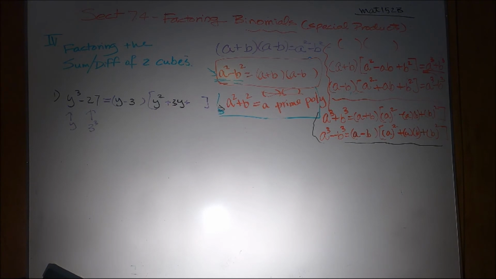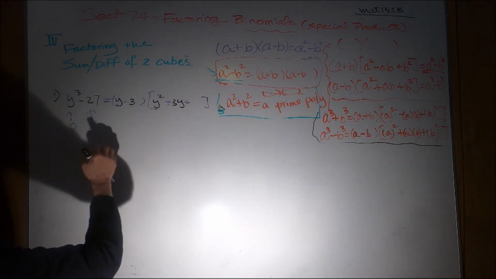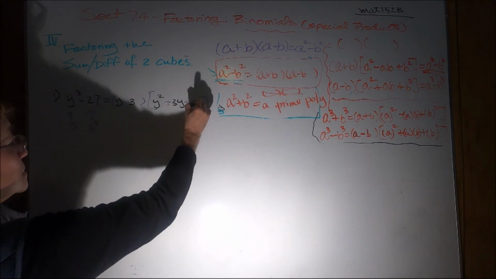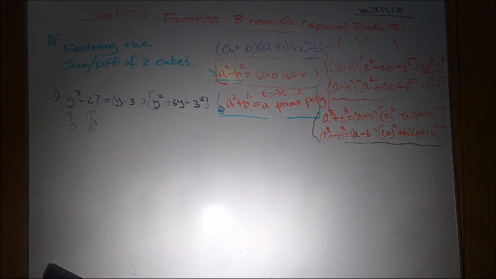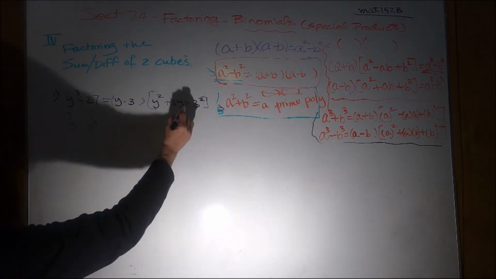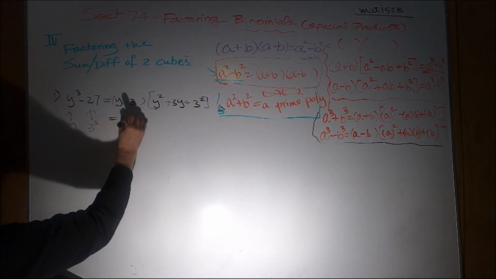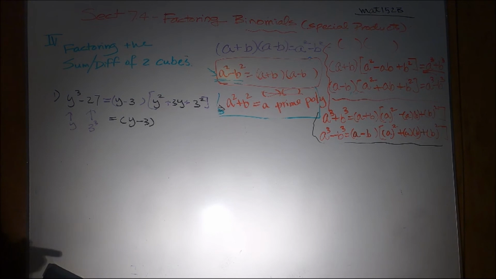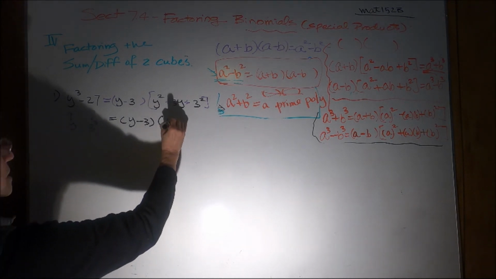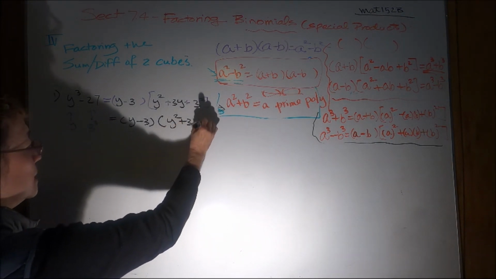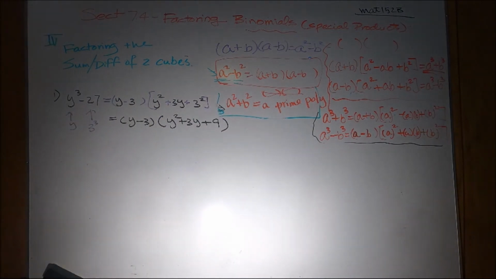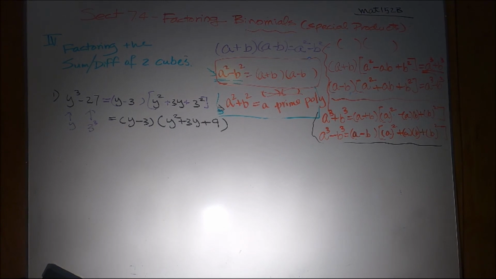And the third one is this square, 3 squared. But don't leave the answer there because you need to spell out your number. So you should write your answer this way: y minus 3, y squared plus 3y plus 9. Are we okay?